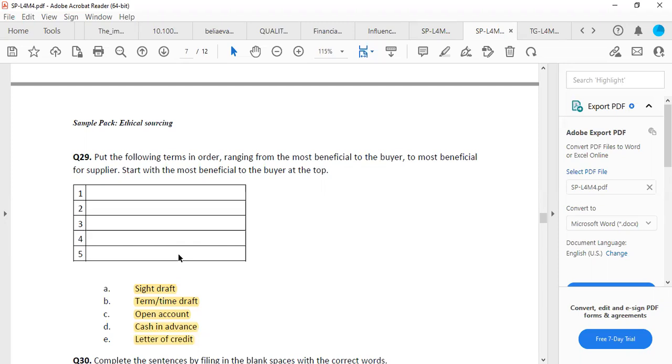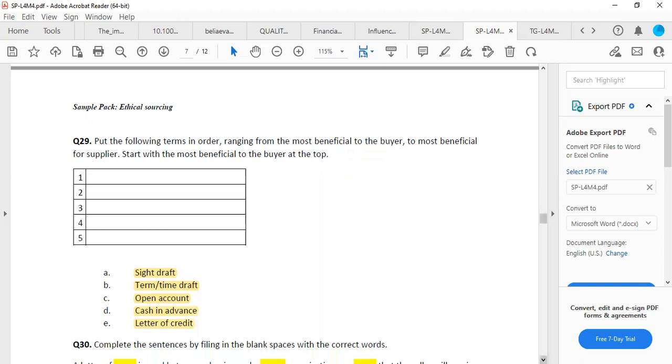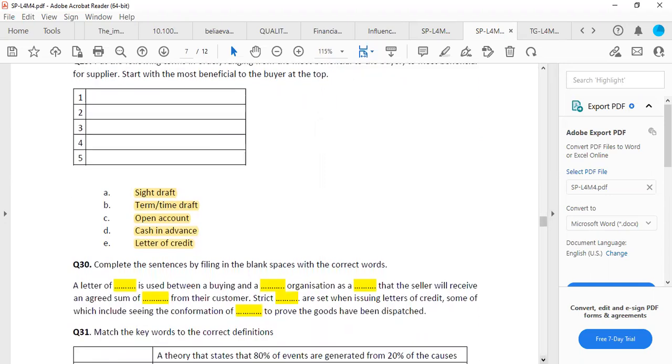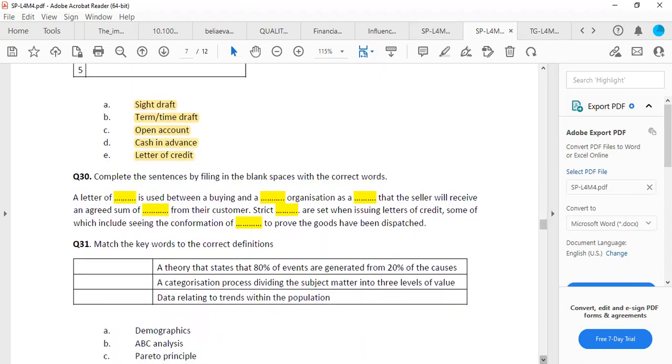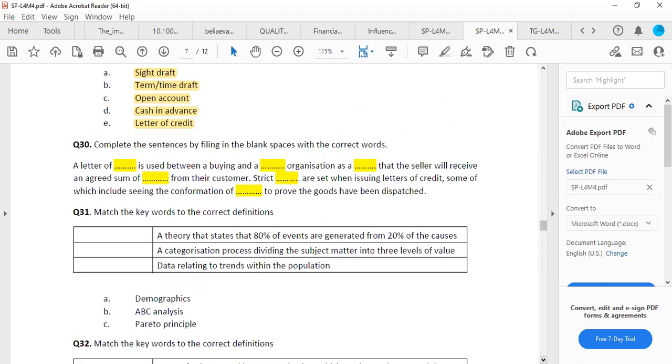So if you look at the question, it says ranging from the most beneficial to buyer to most beneficial for supplier. Cash in advance is the most beneficial for the supplier. Okay.